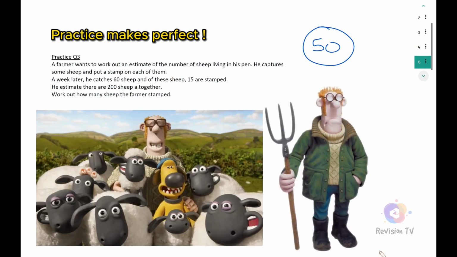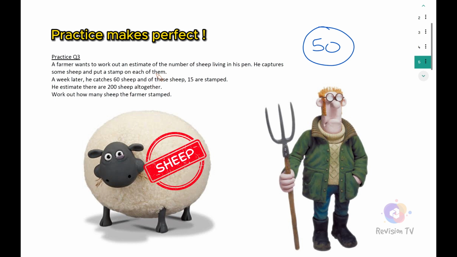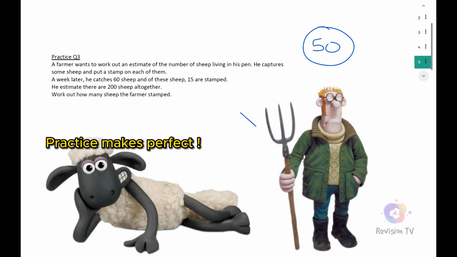So a farmer wants to work out the estimated number of sheep living in his pen. He captures some of them and puts a stem on each of them. A week later, he catches 60 sheep, and of these sheep, 15 are stemmed. So he catches 60. Now, that's a recapture, so R is 60. That's not the first capture, so C is not 60. It's R that is 60. And then 15 are marked, so M is 15. He estimates there are 200 sheep altogether. So P is 200.